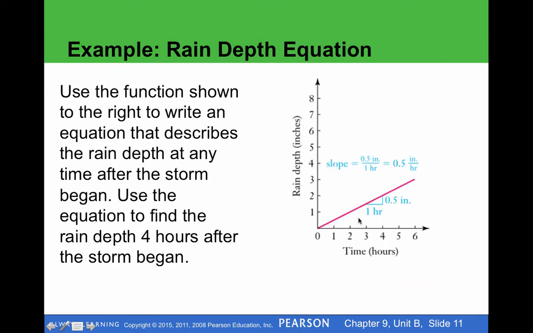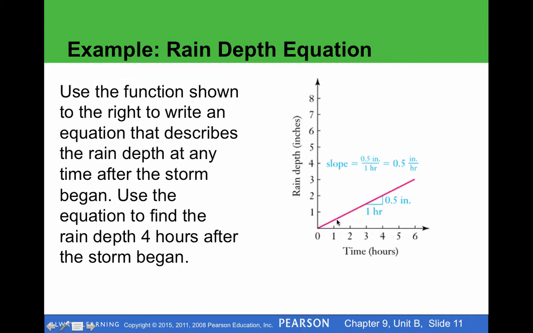Use the function at right to describe an equation for the rain depth at any time after the storm began. Use the equation to find the rain depth 4 hours after the storm began. What this is showing is that it's raining over a period of time, and it looks like it takes 2 hours to rain 1 inch, and then another 2 hours to rain another inch.